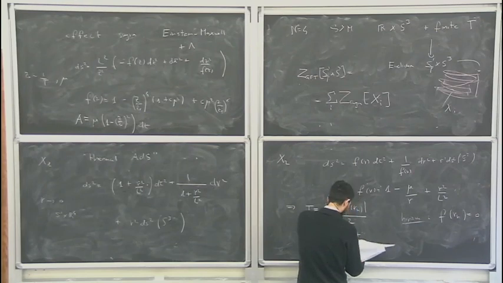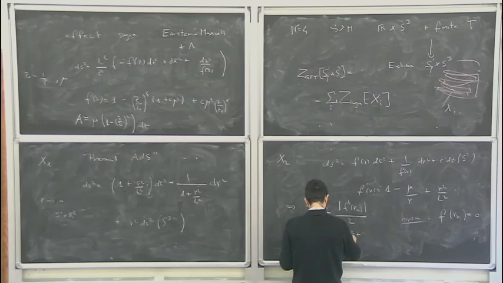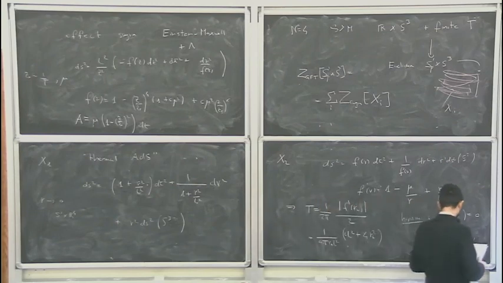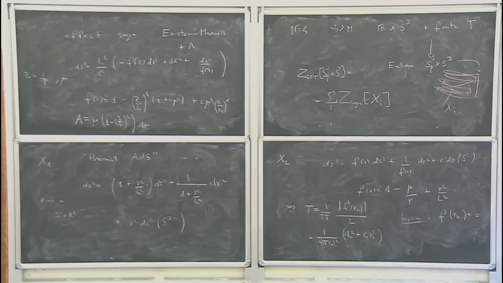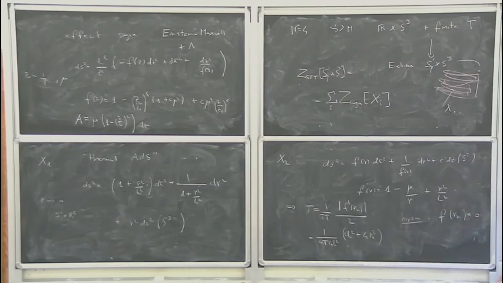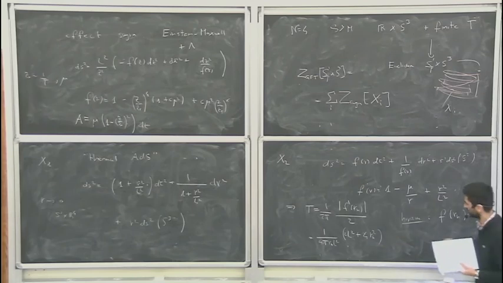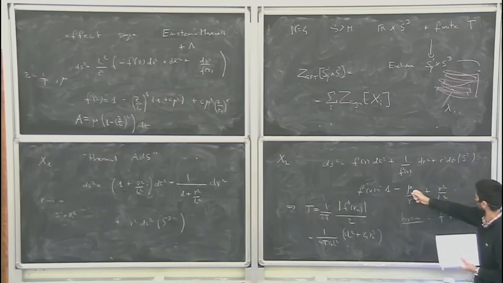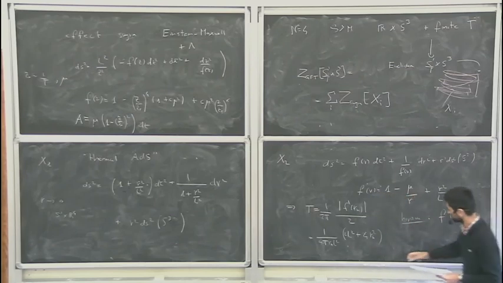D is 4, so I may have written some wrong factor somewhere. So this is 2, and this is 4, R horizon square. Right? Okay, so that's the temperature. It's related to the parameters of the theory, and R horizon is by definition then related to this mu and R square.